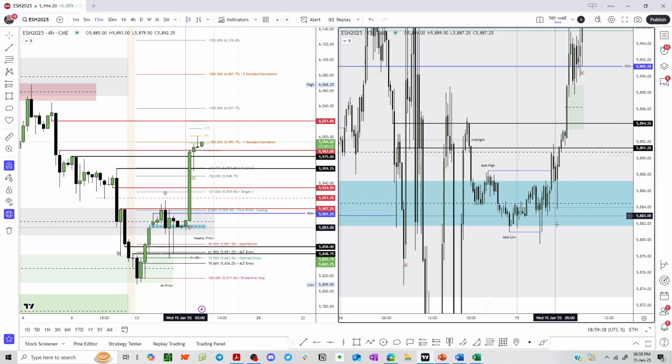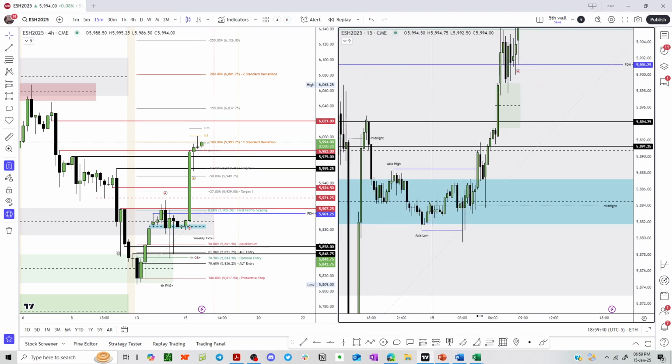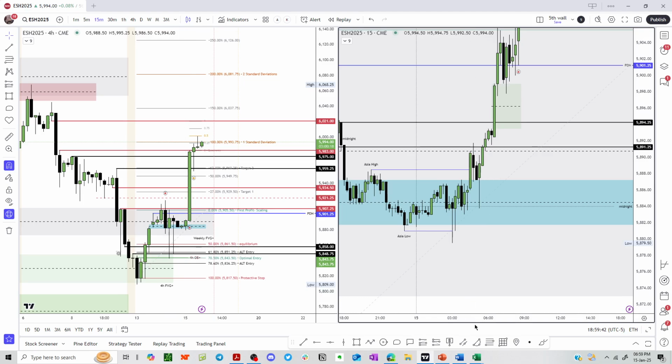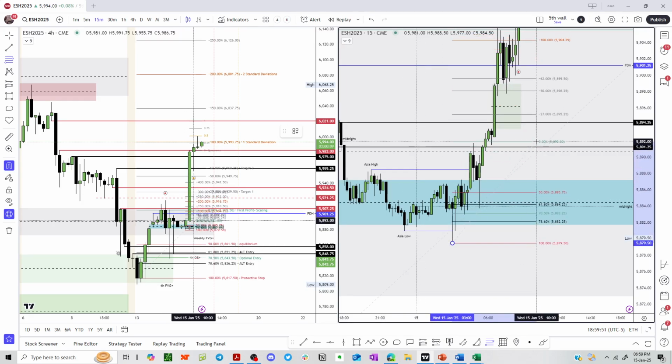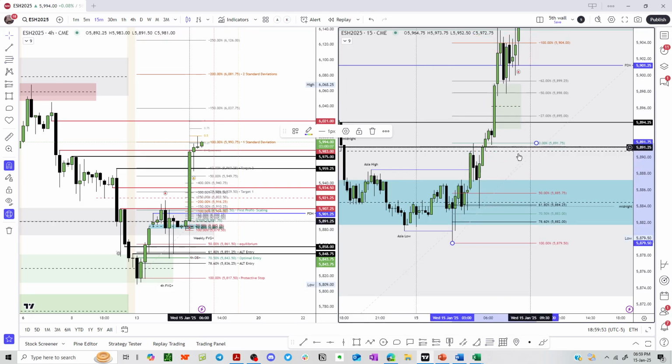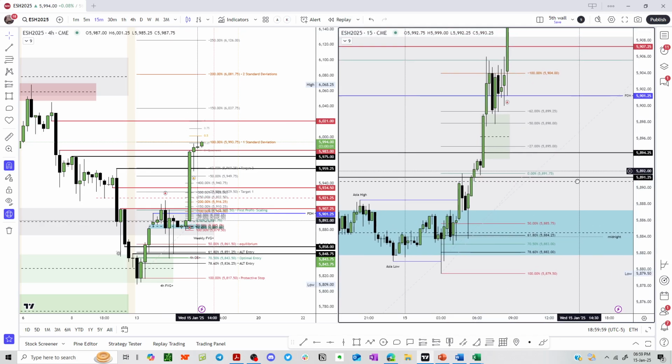But that's your pullback here. That's your pullback, and so you got this low to this high. Optimal trade entry long at 515 into 61.8.